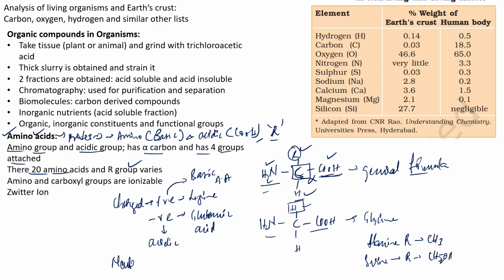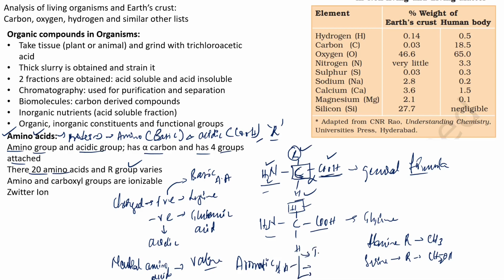You also find neutral amino acids, right? An example of a neutral amino acid is valine. Okay, valine is an example of a neutral amino acid. And in some cases, you also find aromatic amino acids. We have three examples that have been mentioned in your textbook.